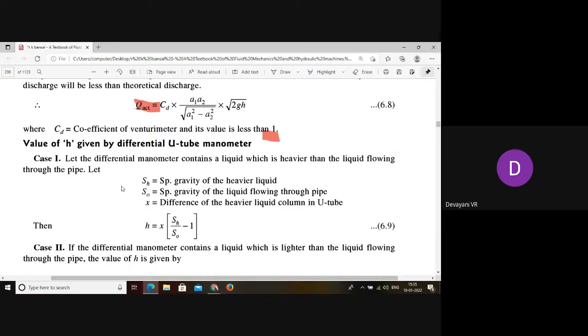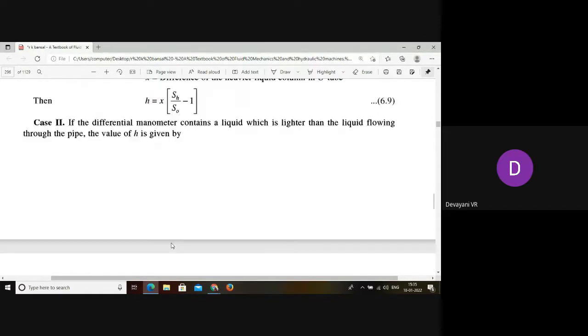So now the value of H can be calculated as X into (SH by SO minus 1). Here X is the difference of the heavier liquid column in the U-tube, that is H1 minus H2, and SH is the specific gravity of the heavy liquid, and SO is the specific gravity of the liquid which was flowing through the pipe, right? So like this we can calculate the value of H.